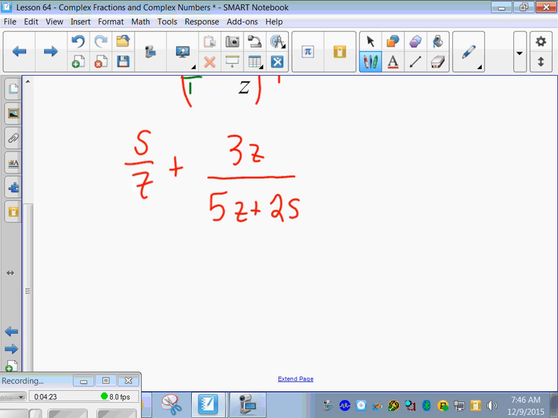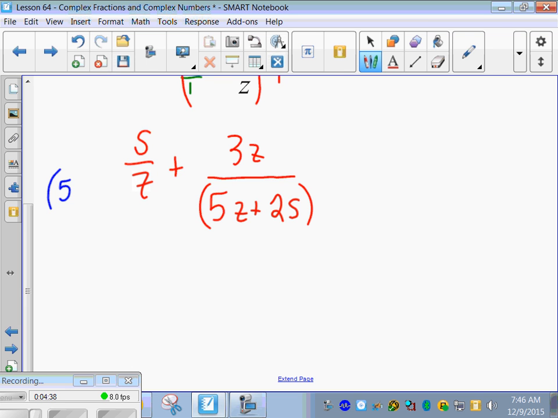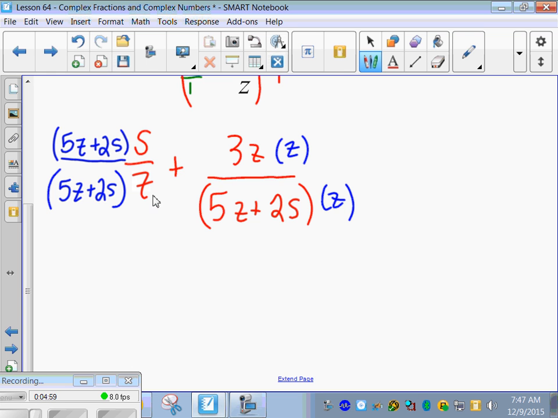Common denominators, okay? These are two separate things. Anytime you have a plus sign, this is an entire term, all right? So that's all friends. So that means I have to multiply the first fraction, Sydney, by what? Yep, 5z plus 2s over 5z plus 2s. And Bailey, what am I going to multiply the second fraction by? Yep, z over z.